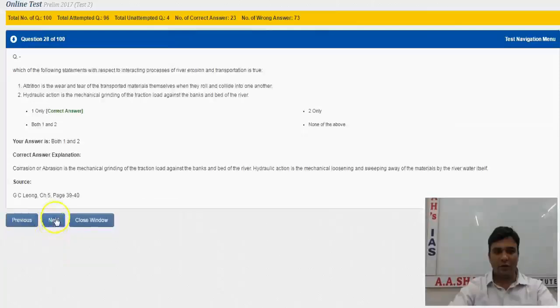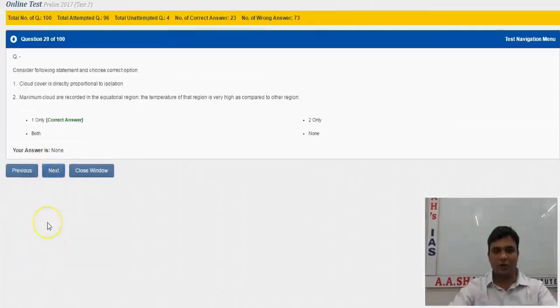Moving on, I can see there are many questions with respect to river erosion and transportation. Again, river erosion is one of the important aspects that one has to consider, considering that we have the Yamuna Action Plan, Ganga Action Plan, Clean Ganga, Namami Gange, and we are also going to interlink a lot of rivers. So the focus on rivers in next year's geography questions would be great.